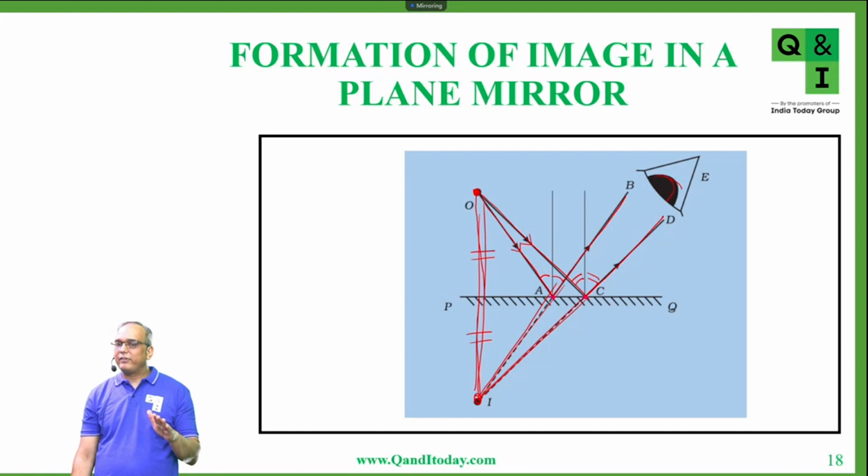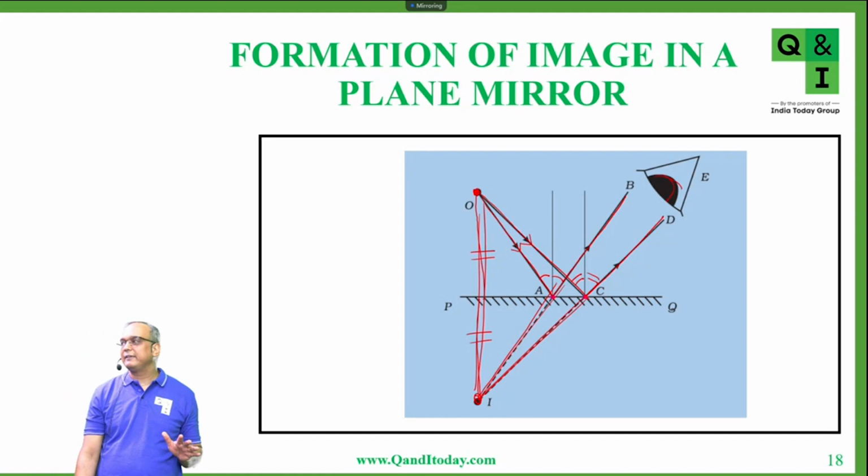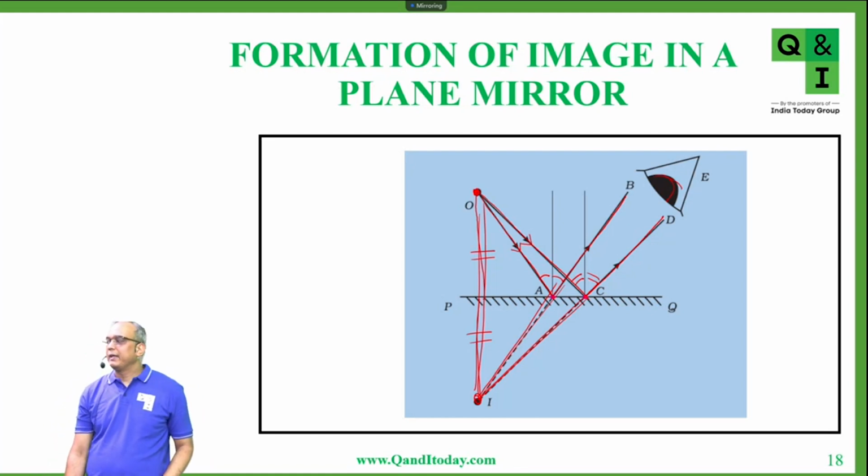Is this clear to everyone? The formation of an image of a point object by a plane mirror. The ray diagram, is it clear to everyone? Or do you want me to repeat it? Okay, good.